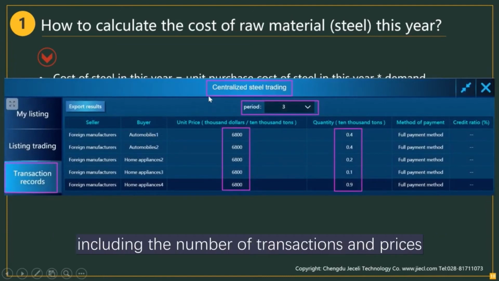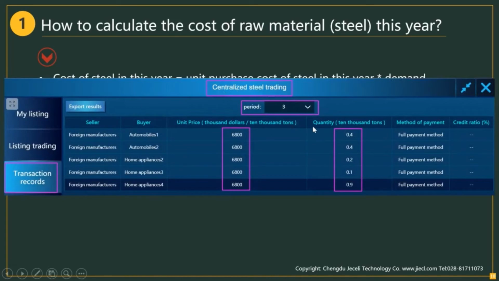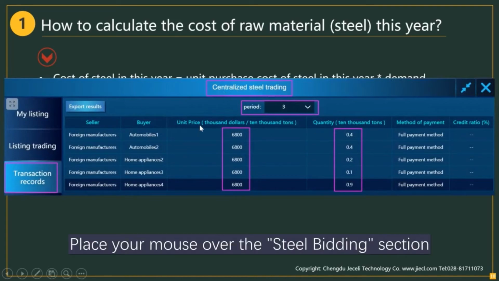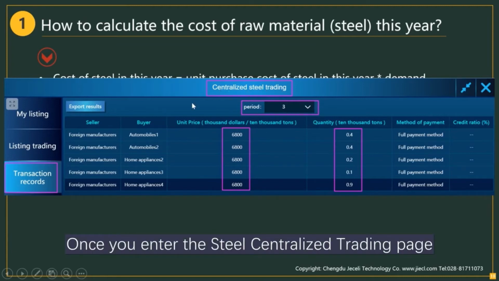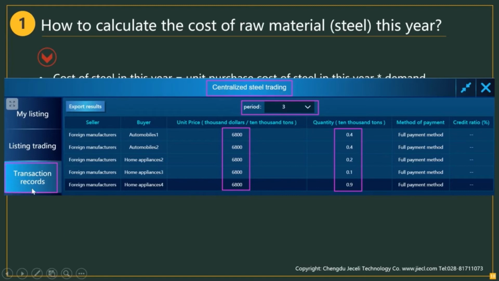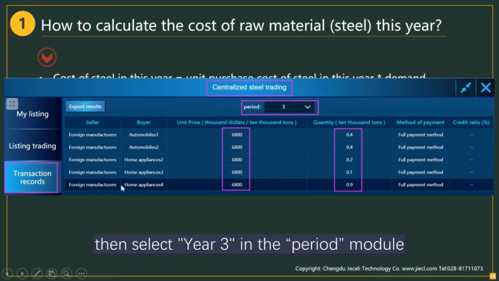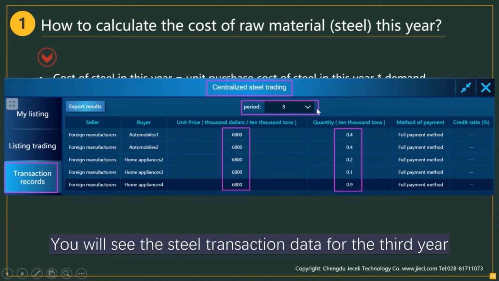In the Centralized Steel Trading module, we can see the previous year's steel transaction results, including the number of transactions and prices. Place your mouse over the steel bidding section and select Centralized Steel Trading. Once you enter the Steel Centralized Trading page, click on Transaction Records. Then select Year 3 in the Period module.